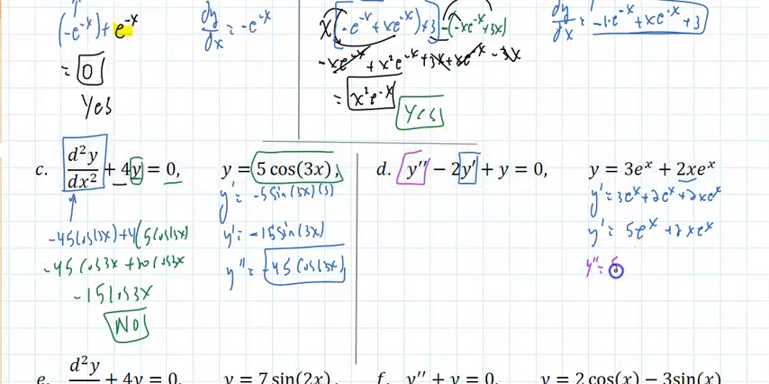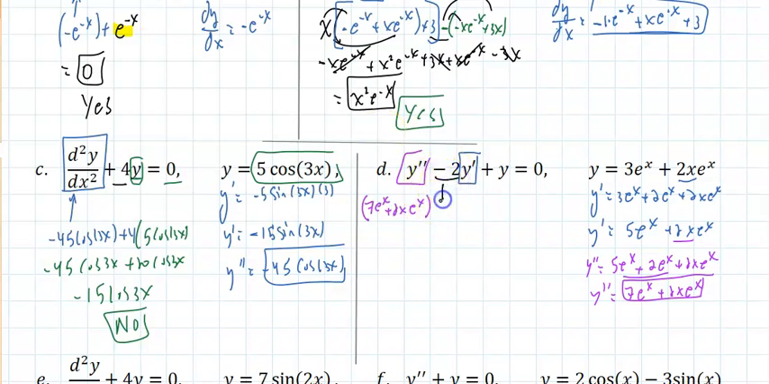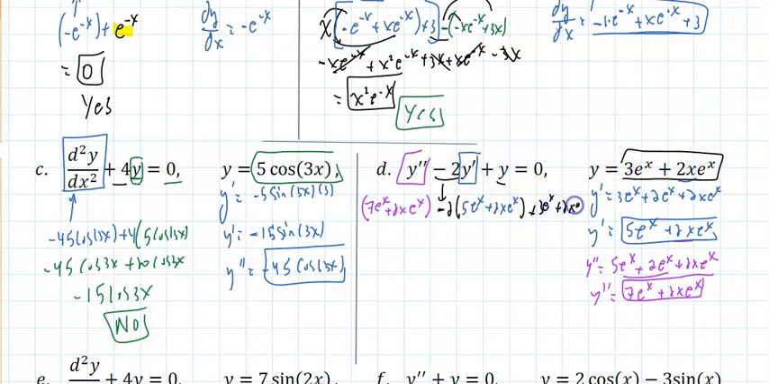Y double prime equals 5e to the x plus, again, the product rule. Derivative of the first times the second plus the first times derivative of the second. So y double prime is actually 7e to the x plus 2x e to the x. Now take this and put it right there. If I take 7e to the x plus 2x e to the x minus 2, and in place of y, that would be 5e to the x plus 2x e to the x plus y, plus the original right there, 3e to the x plus 2x e to the x.